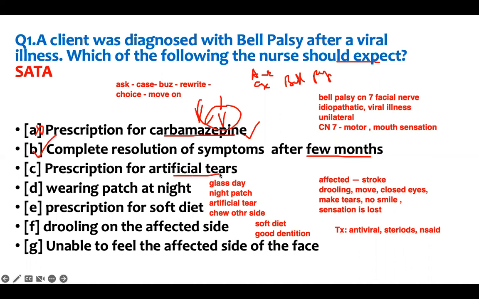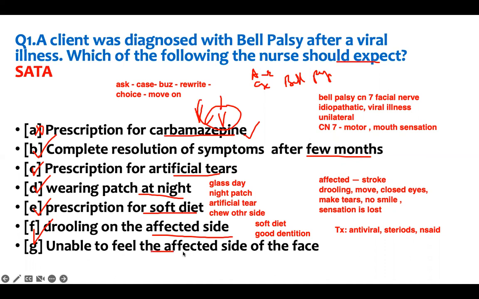Prescription for artificial tears. Yeah, they can't close their eyes, so they need something to moisten them. Wearing patch at night, right? That's the right treatment. Prescription for soft diet, like I said. Drooling on the affected side. Yes, they're going to drool. That side is not moving at all.